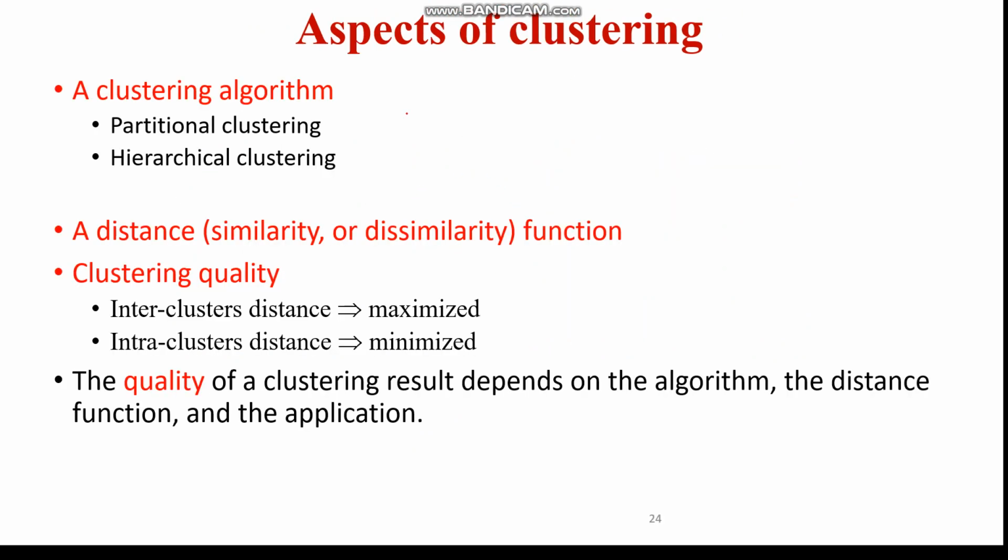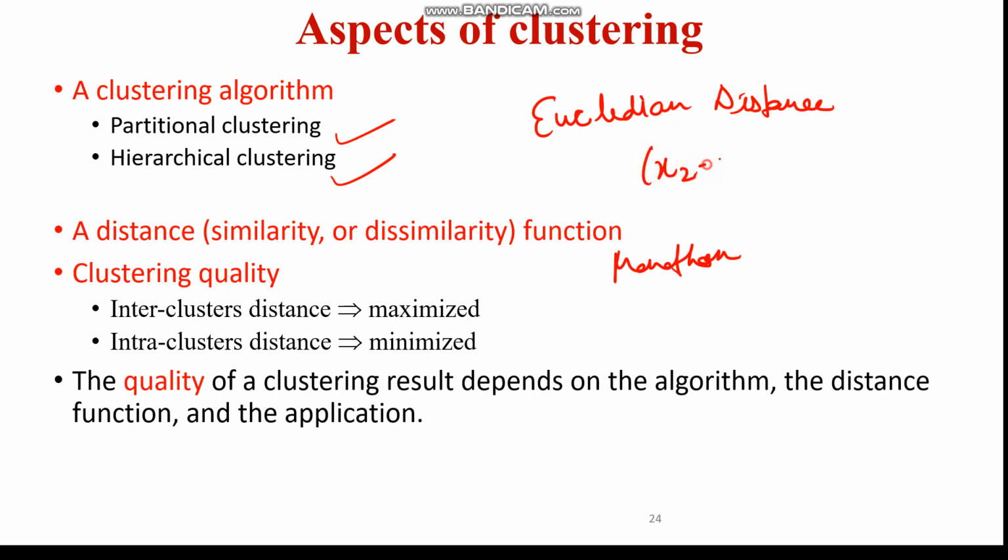When we talk of various aspects of clustering, the main clustering algorithms are partitional clustering and hierarchical clustering. A distance function is used to calculate the similarity or dissimilarity between points. For that we use the basic function, the Euclidean distance, or we can use the Manhattan distance. The formula for the Euclidean distance is the square root of (x2 minus x1) squared plus (y2 minus y1) squared. This gives the distance between two points.